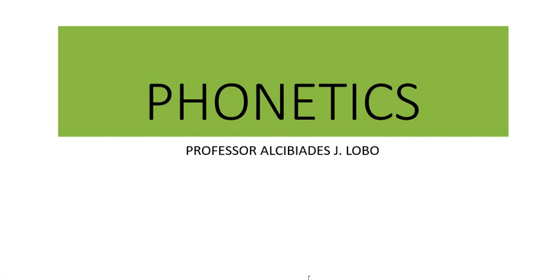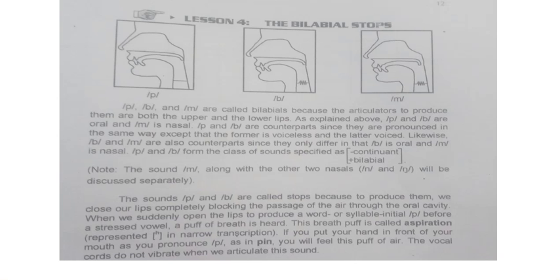So let's read the book, this book, lesson 4, the bilabial stops. The bilabial stops are p, b, and m. P, b and m are called bilabials because the articulators to produce them are both the upper and the lower lips. Remember that. Always when we produce these three sounds, we need to use the upper and the lower lips. As explained above, p and b are oral and m is nasal. So that is the difference between those three sounds.